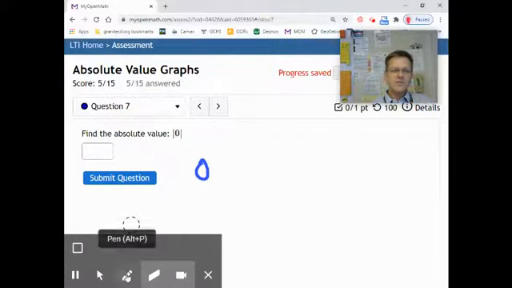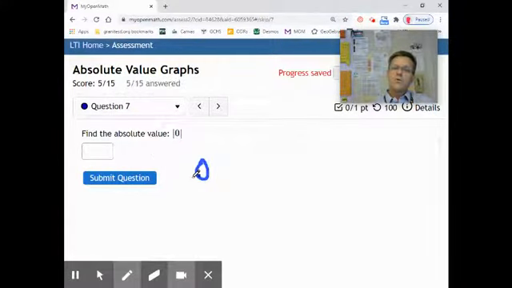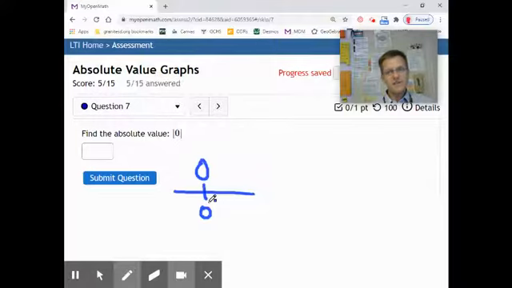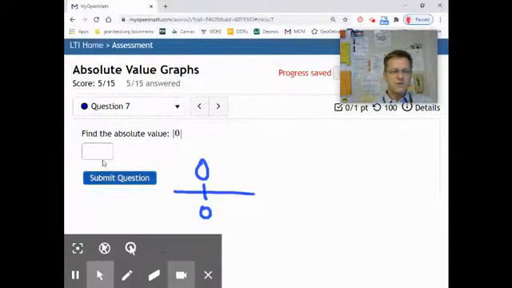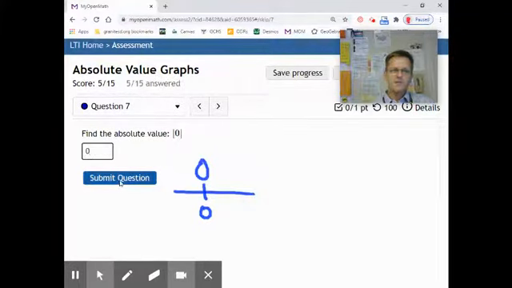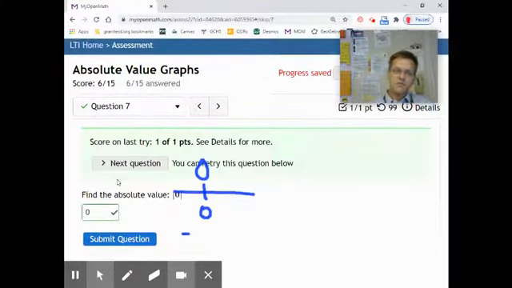So how would you find the absolute value of 0? Well, let's think about the definition. The definition of absolute value really is how far is it from 0? That's really the definition of absolute value. How far is 0 from 0? Well, it's not far at all. In fact, it's 0 spaces away. So the absolute value of 0 is 0.